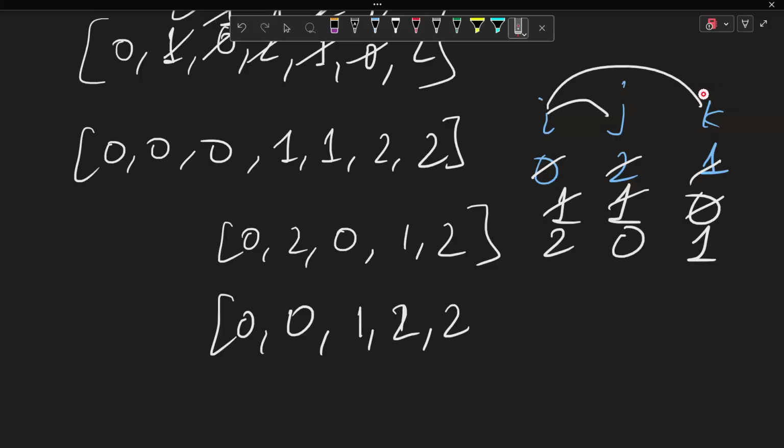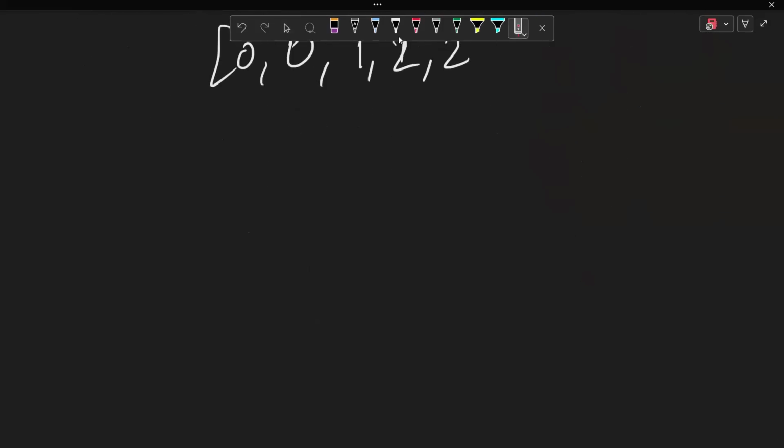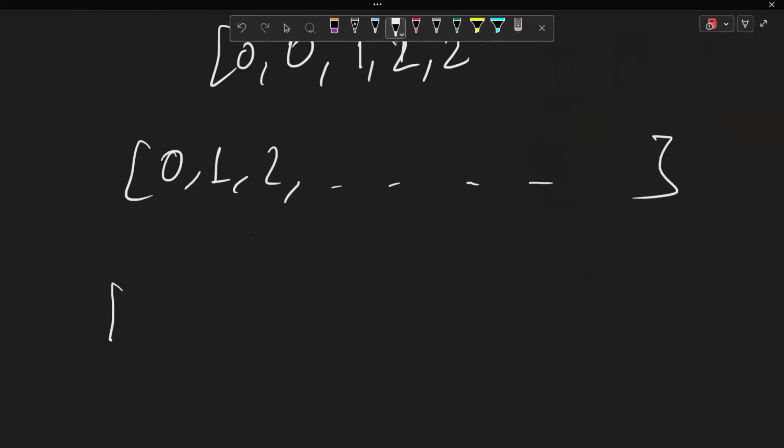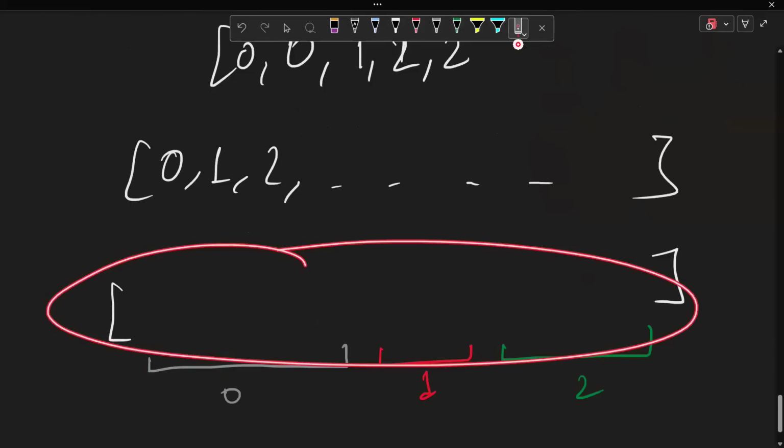What I'm doing here is, if you look at the array, whatever random 0s, 1s and 2s you have, finally what you would have in your sorted array is some zeros, then there would be some ones, and then there would be some twos. So this would be the pattern for your final array.